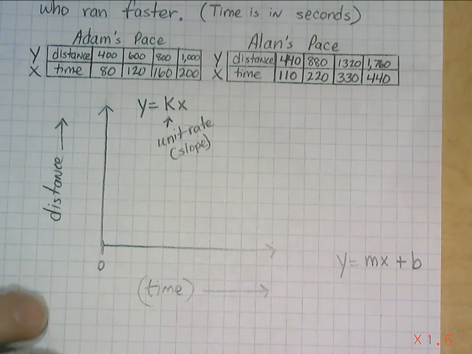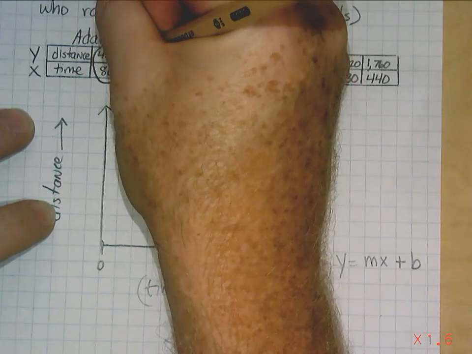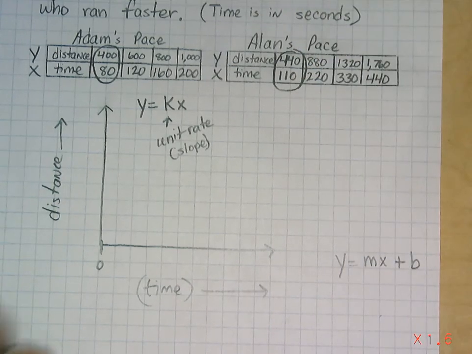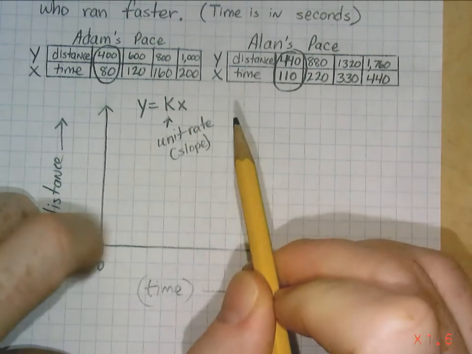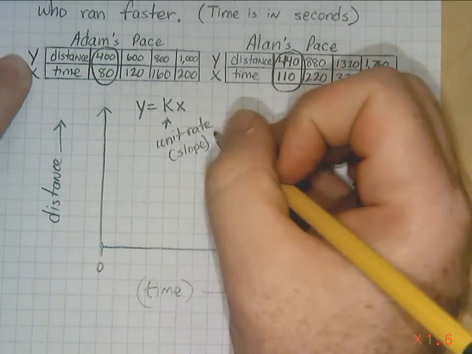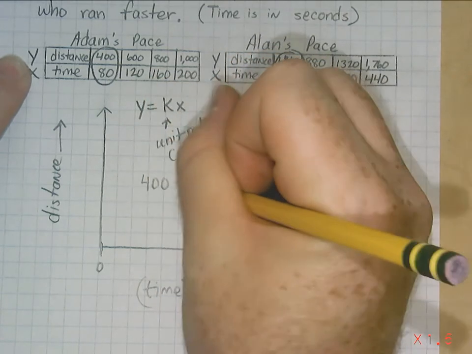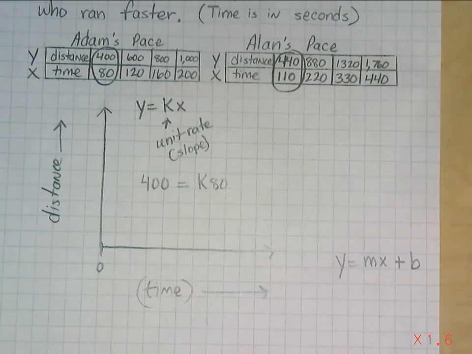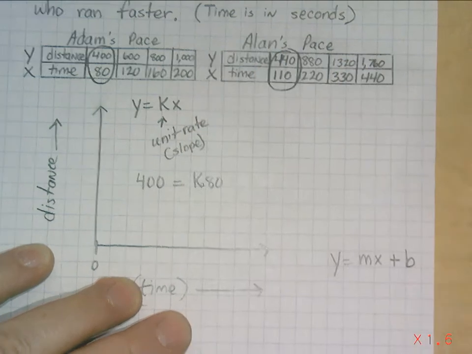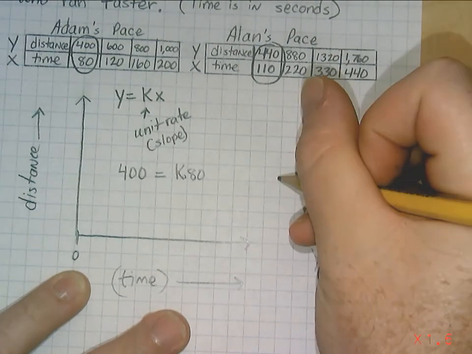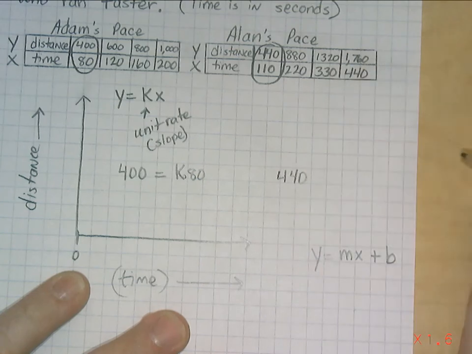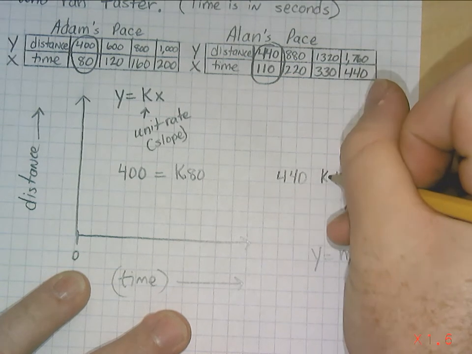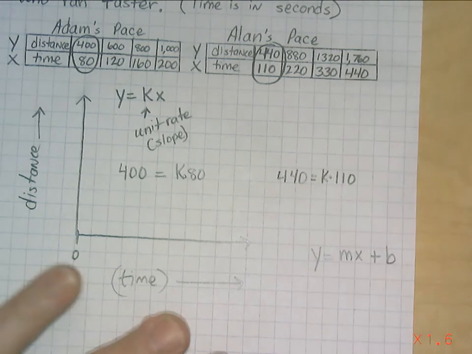So in an effort to do that, you can take any ordered pair. I usually pick the smallest one, just because it makes life a little bit easier. So you plug that into what you know to find out what you don't know. For Adam, I'm going to write down 400 where y is. For x, I'm going to write down 80. K, I don't know, so I just leave that alone. So k times 80 equals 400. And the same thing here. So y is 440, x is 110, k we don't know. We set that equal to each other.